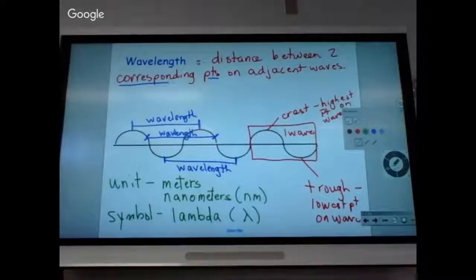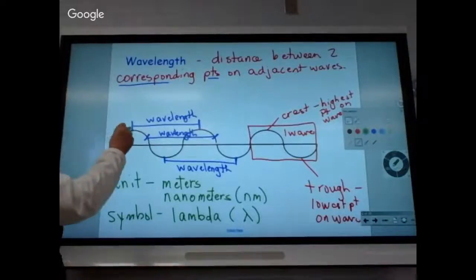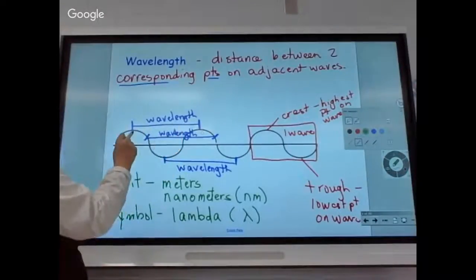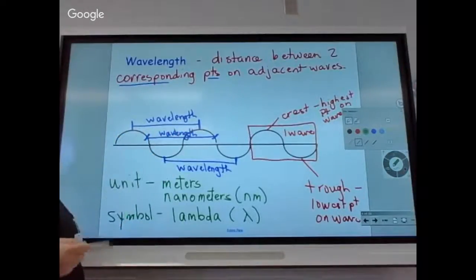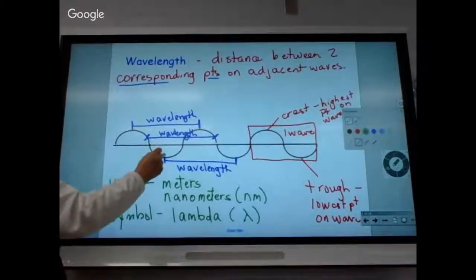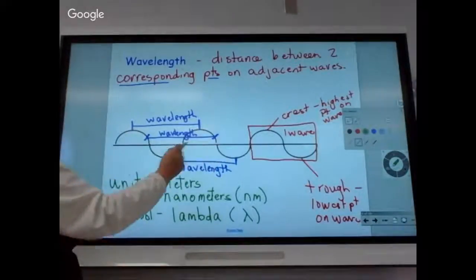So all of them got wavelengths? Yep, all of them are wavelengths because they're all from corresponding points on adjacent waves. So adjacent just means side by side, and corresponding just means the same point. So like we went from this crest to that crest. So these crests are on waves that are beside each other. But it doesn't have to be a crest. So we went from this trough to the trough that's next to it. That would be a wavelength also.